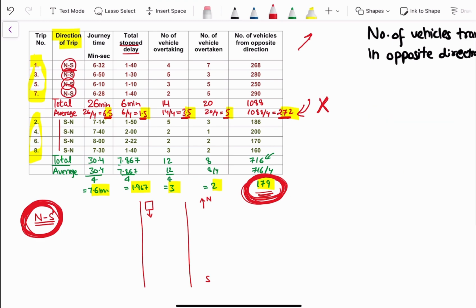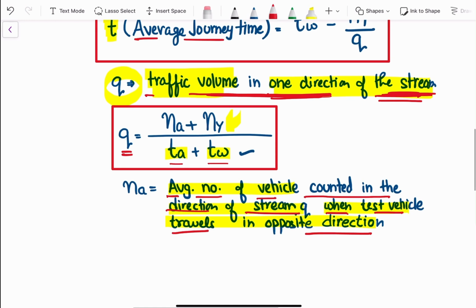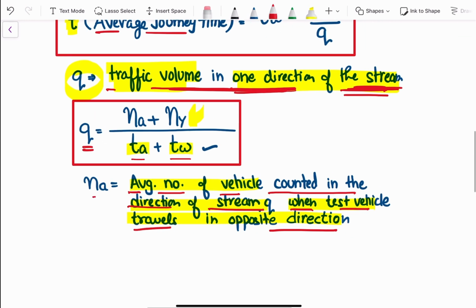If it is again becoming confusing, let me explain again. The value of NA is the average number of vehicles counted in the direction of stream Q. Our direction of stream Q is from north to south. NA is the average number of vehicles counted in the direction of stream Q when the test vehicle travels in the opposite direction of the stream. The opposite direction of the stream means the vehicle has to travel from south to north, and then the number of vehicles are counted.